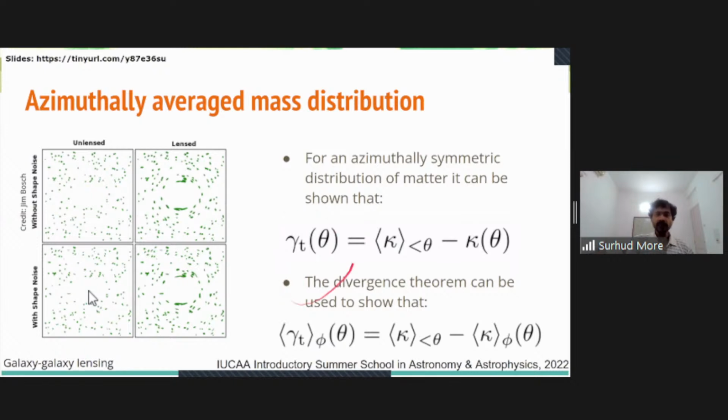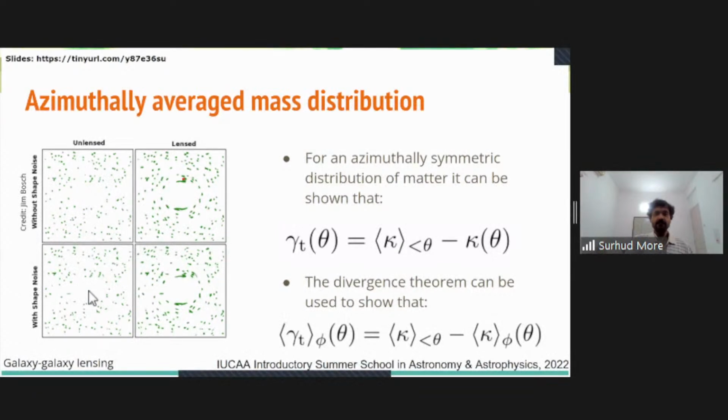Right? So that tangential shear averaged over an annulus is related to the surface density within that radius. So surface density averaged within the radius minus the surface density at that radius. So you have surface density averaged over this entire disk here minus the surface density at the location of the outskirts of this disk. So you measure this shear, and that is what it is related to.